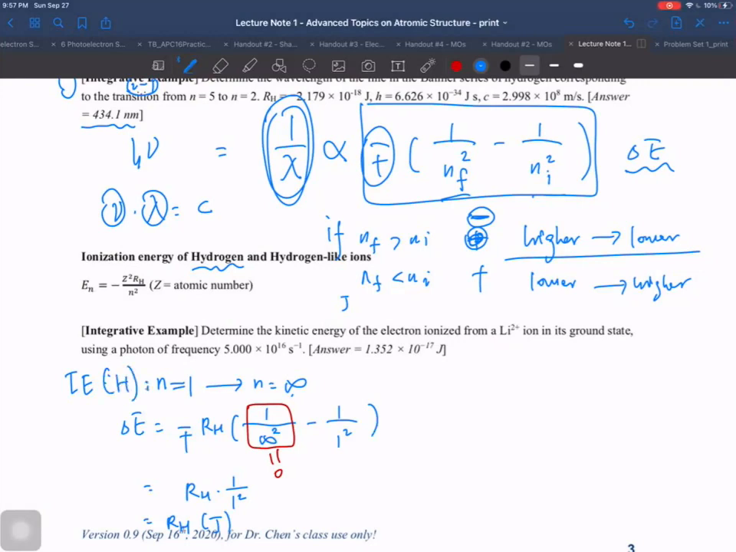So you completely remove the electron from the ground state. I should emphasize ground state, because if the electron is not in the ground state, obviously delta E is smaller than this, right?